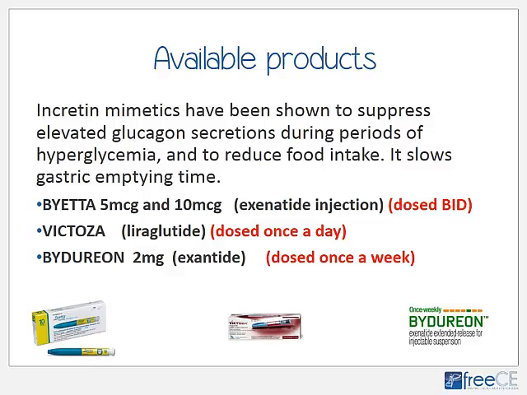The Byetta is available. Victoza is once a day. And the Bydureon is dosed just once a week. So we went from dosing Byetta twice a day down to once a week with Bydureon.